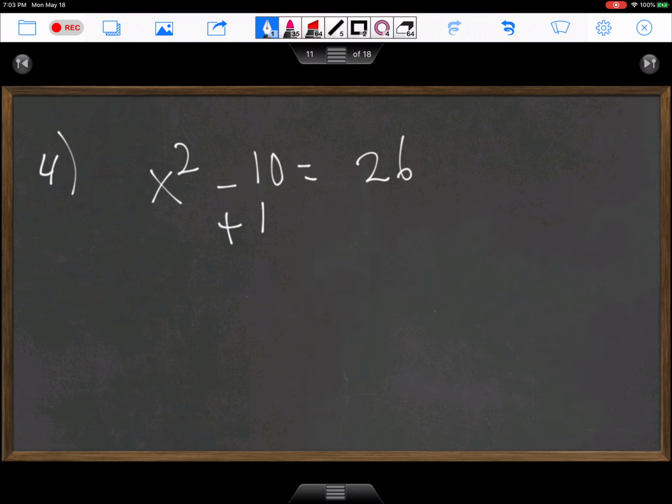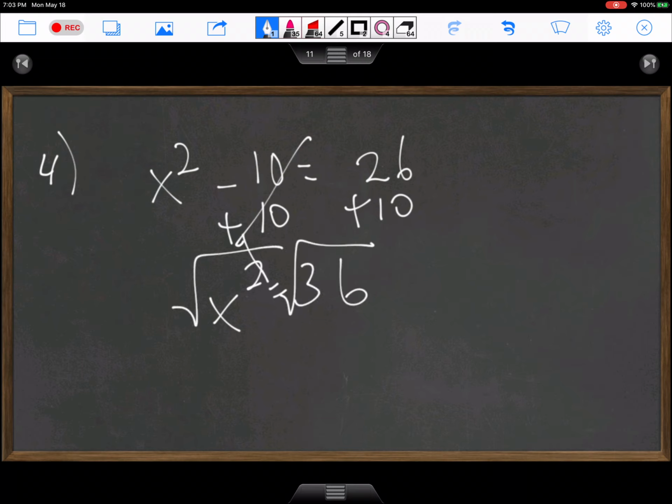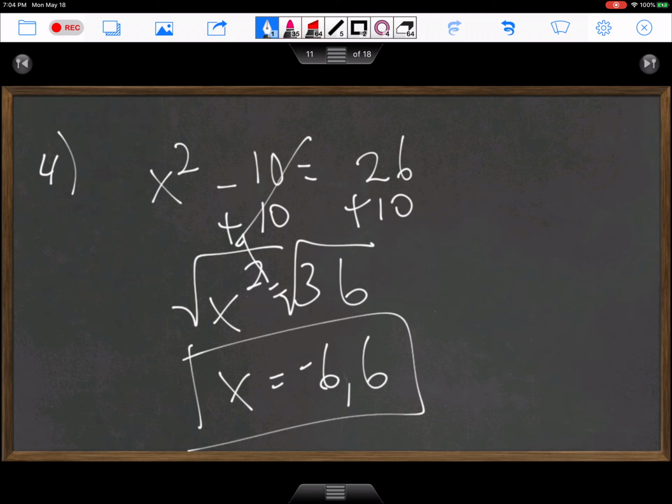So we've got one more kind of like that. Let's add 10 to both sides to get x squared alone. To undo the square, I take the square root. And I'm going to get my two answers, -6 and 6. All right.